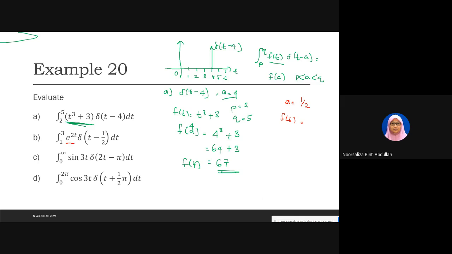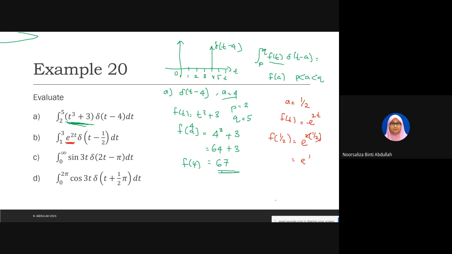FT yang ini. Okay. So FT is exponent to T. And then F 1 over 2 equals to exponent to 1 over 2. Cancel, cancel. So exponent 1. Okay. Betul? Salah. Lepas tu jawapan dia.